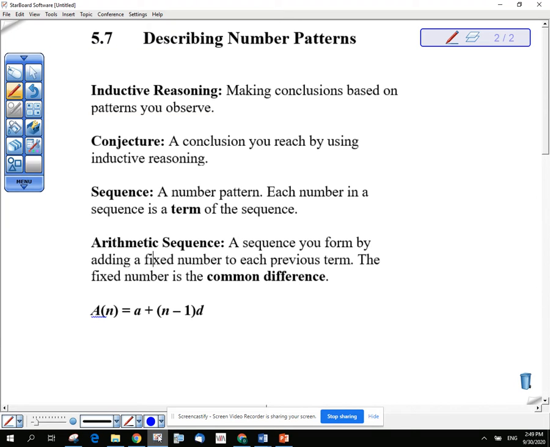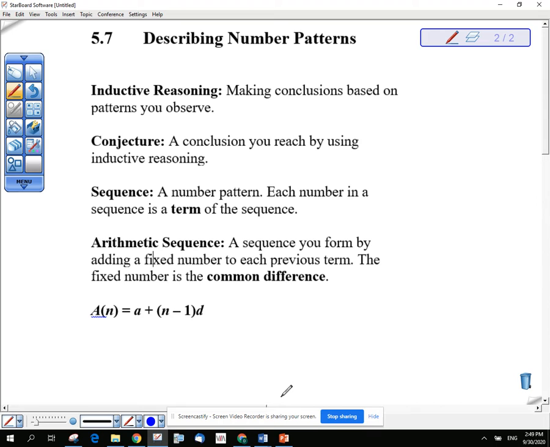Algebra 1, Section 5.7, describing number patterns, or more specifically, arithmetic sequences. And we start with a few definitions. This is something I copied off a Word document I've used in years past. I guess I copied the cursor right in there too.